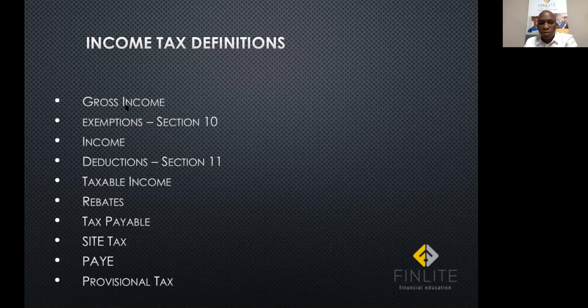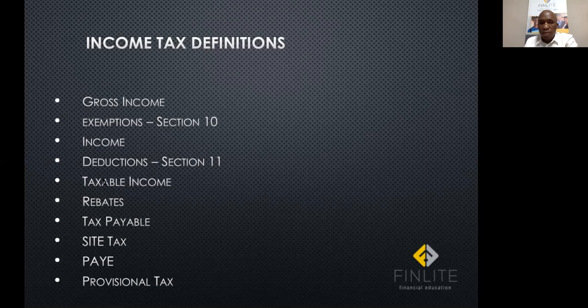In fact, let me just correct something here. So it's gross income. These follow a certain sequence. Gross income is before exemptions. And then after gross income is income. Then after income is deductions. So the deductions would be that portion of your medical aid contributions that gets deducted from your income to reduce your taxable income. Retirement contributions are also a deductible expense, so those deductions will come here under Section 11. And then you'll have a taxable income.